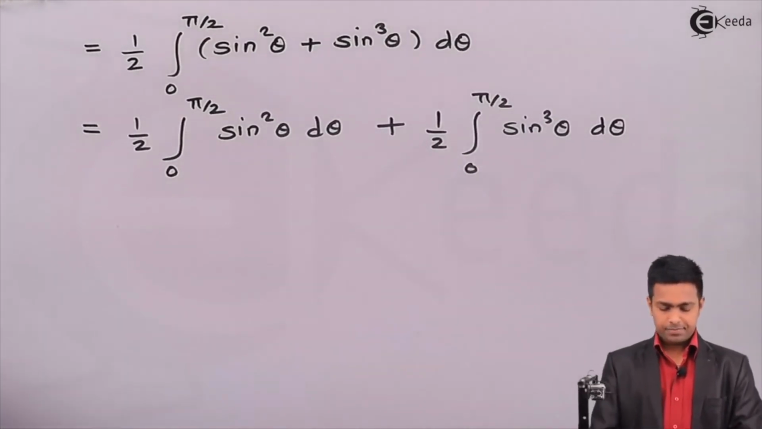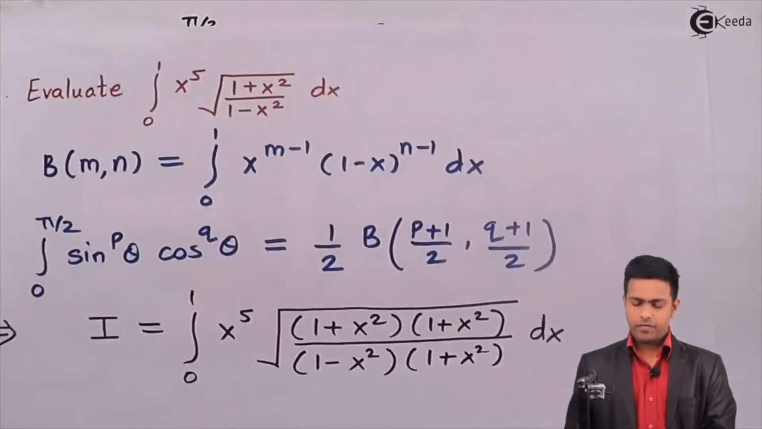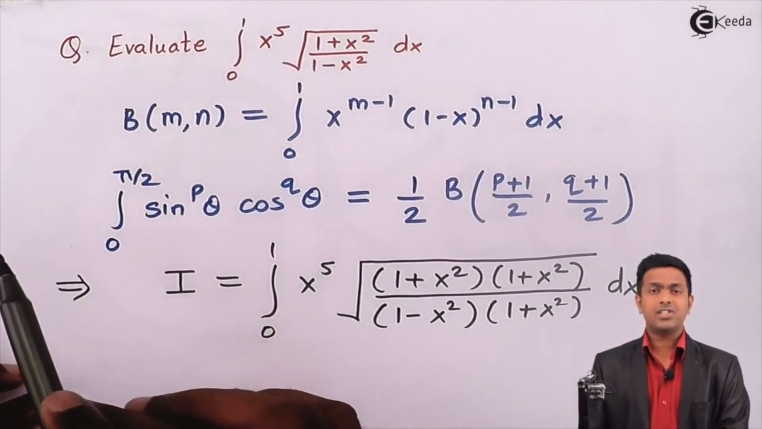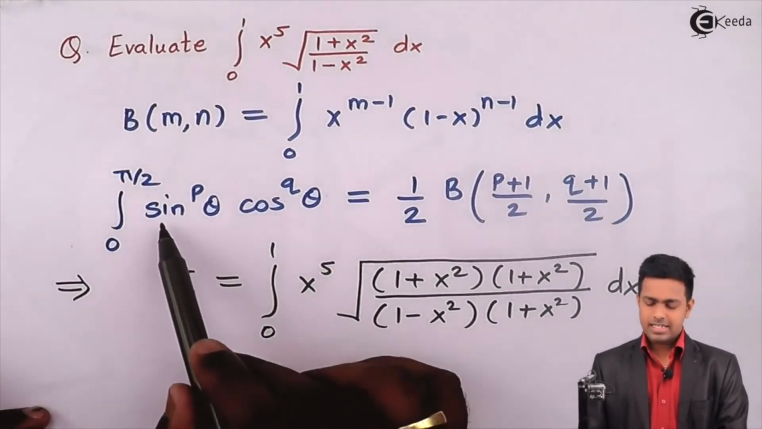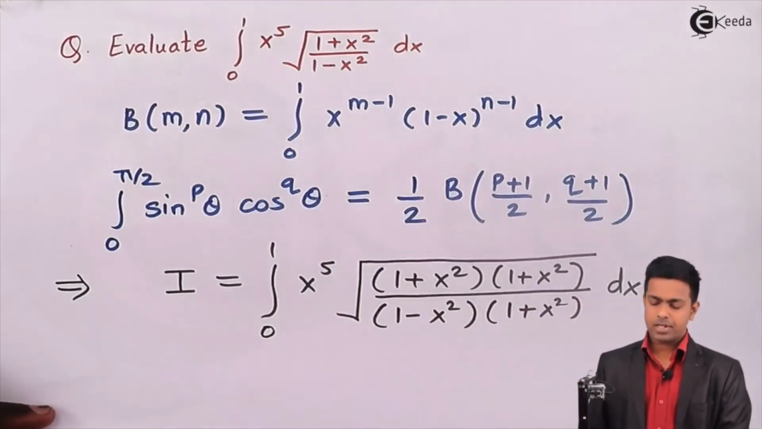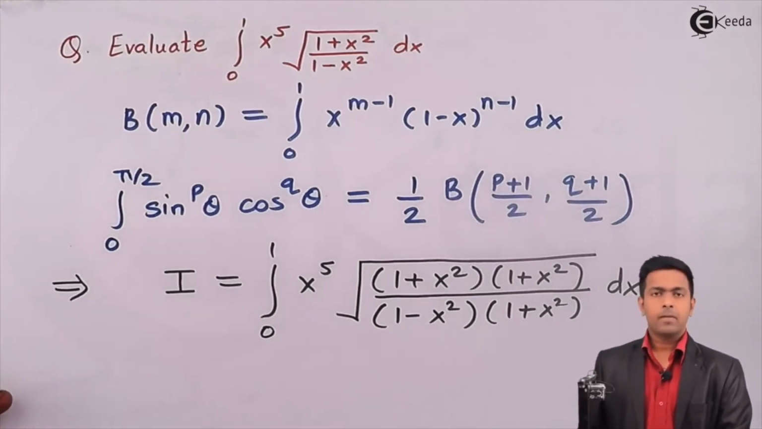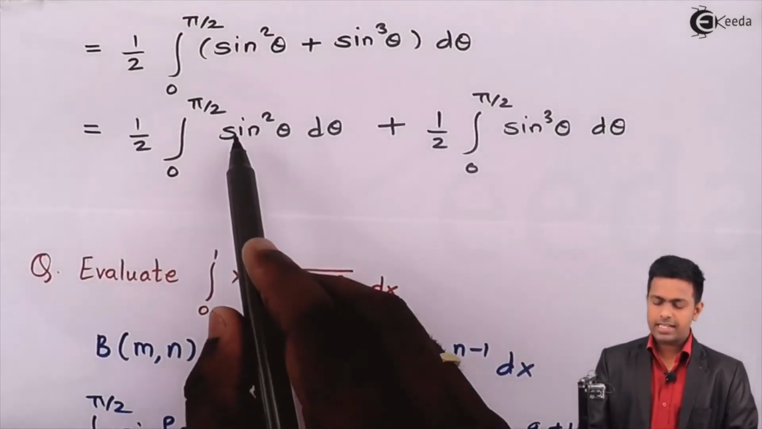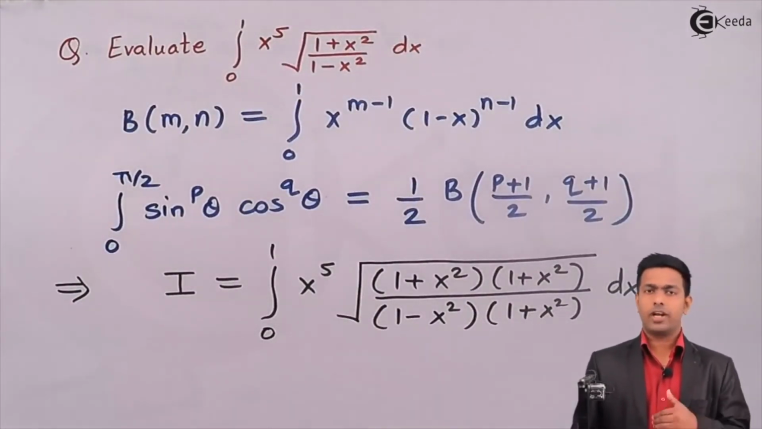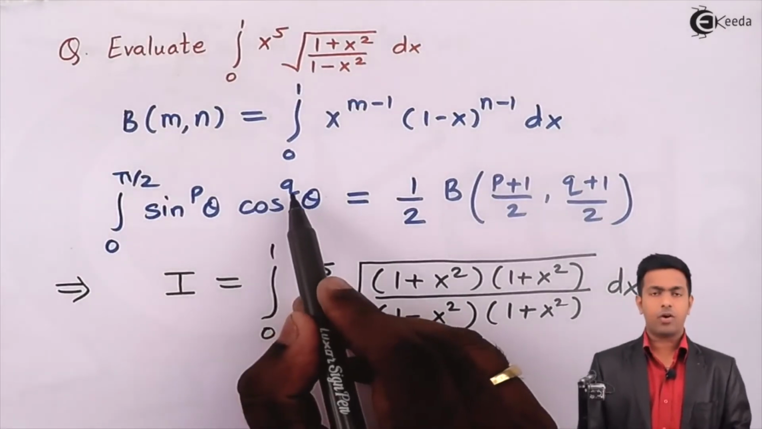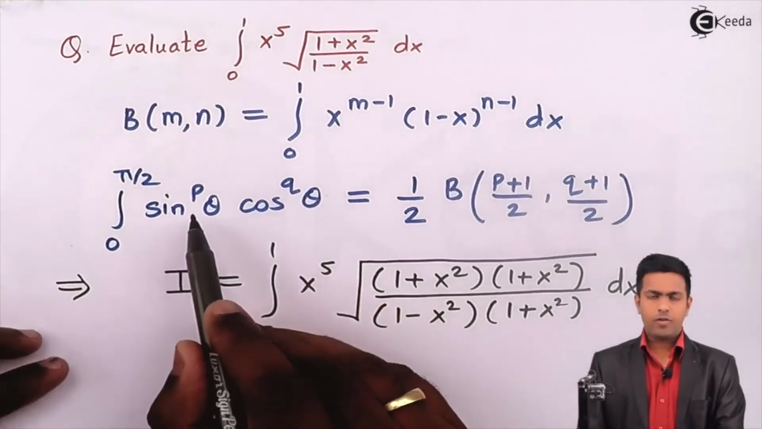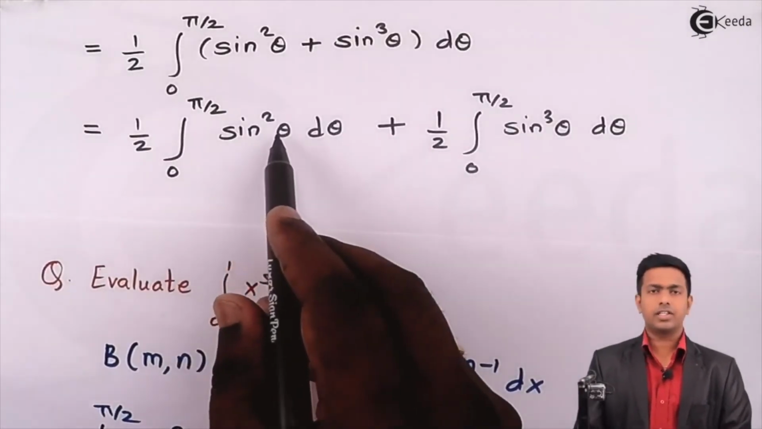So here we have the definition of beta function. Integration from 0 to pi upon 2 sine raised to p theta cos raised to q theta d theta is 1 by 2 beta p plus 1 by 2, q plus 1 by 2. Now here if you'll observe, we have sine square theta term, but in the definition we have sine and cos term. So when the cos term is not there, we consider the power of cos as 0.